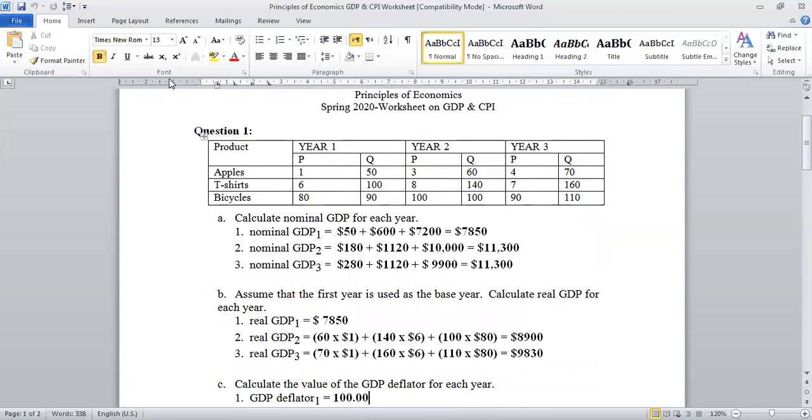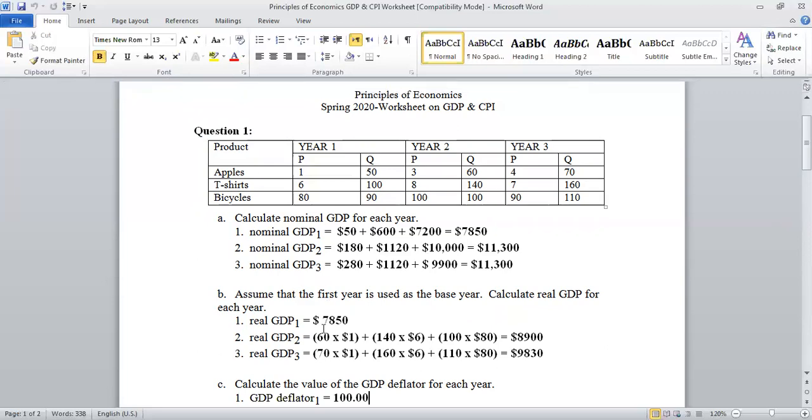So now we answered A. Question A. Let's look at question B. It says, assume that the first year is our base year. Calculate the real GDP for each year. Now, once we know that our base year is year 1 in this case, what are we going to do with real GDP? We will use the price of year 1 with all the products. I will fix the price at year 1 for the 3 years.